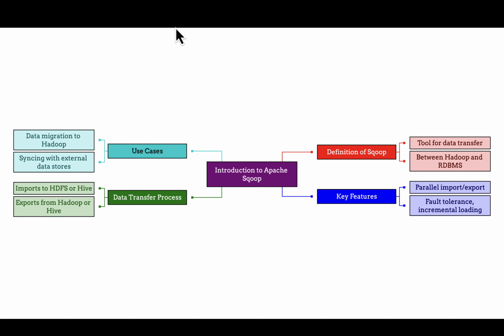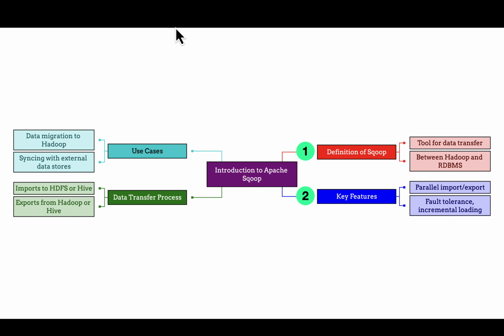Introduction to Apache Sqoop. 1. Definition of Sqoop. Apache Sqoop is an open-source tool designed for efficiently transferring bulk data between Apache Hadoop and structured data stores such as relational databases. Sqoop automates most of this process, relying on the database to describe the schema for the data to be imported.